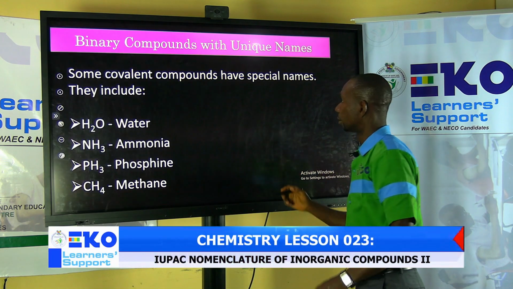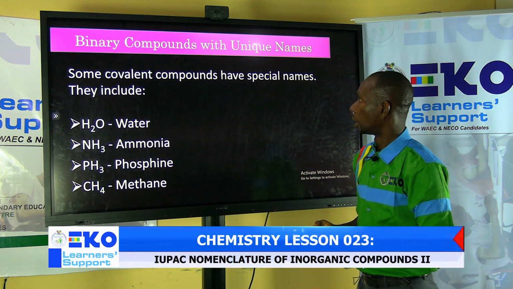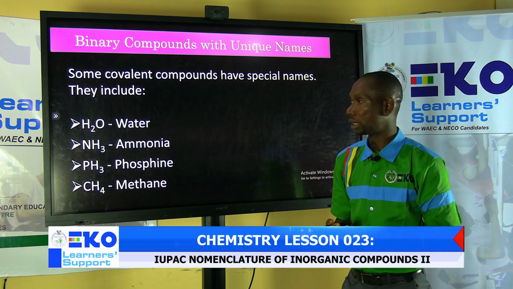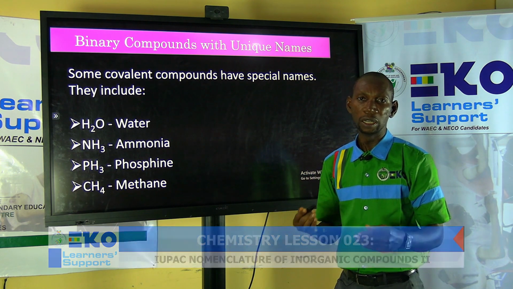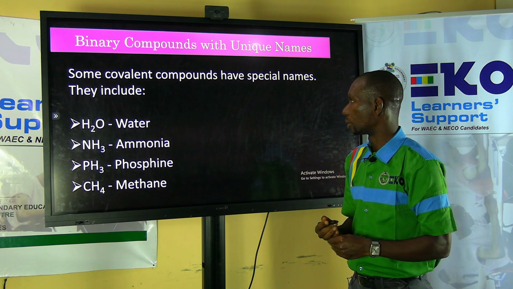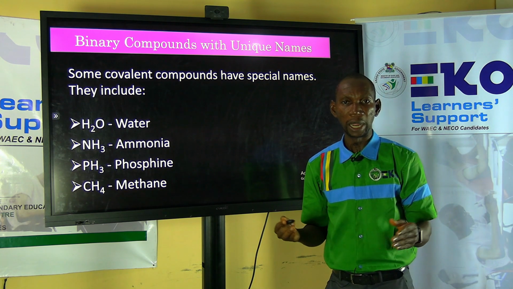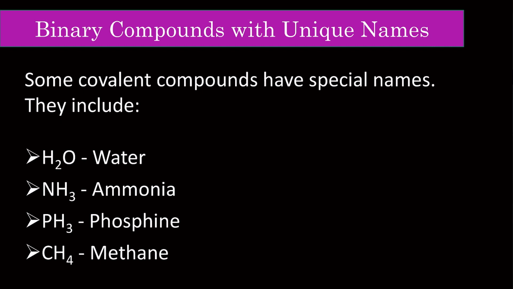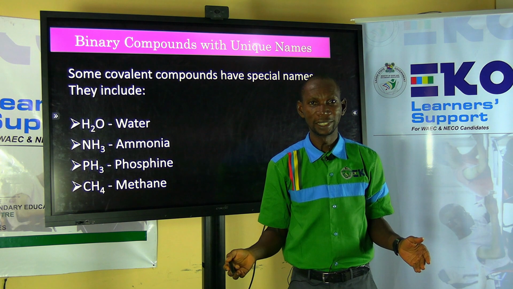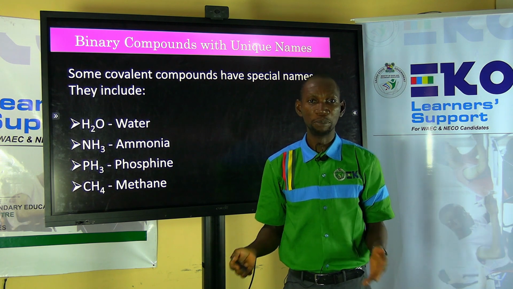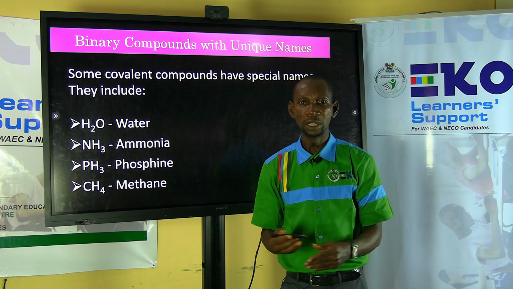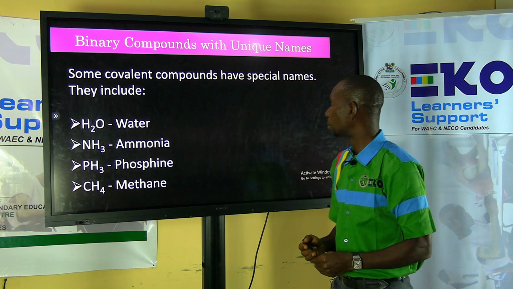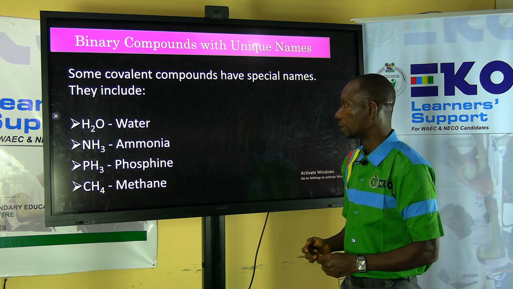Let's then move to another part. This is an exception. There are a few compounds that have unique names. Even though they are covalent compounds, they have unique names and you just need to know them by their names. For example, H2O is referred to as water, not as hydrogen oxide. Yes, that should have been the name if we follow the IUPAC nomenclature, but it is commonly referred to as water. That is the common and special name which it has been given.